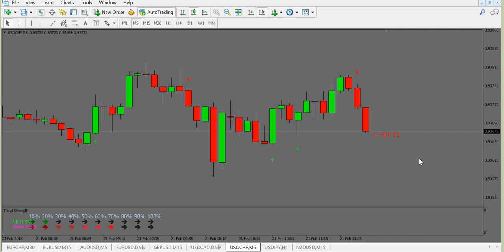It is working on M5, but it's maybe a little bit risky because the movements are too quick, so sometimes it can go in the wrong direction. But on M15 it works much better, especially on the higher time frames. Then the arrows are fully not repainted. You can use it with all currency pairs, all time frames.